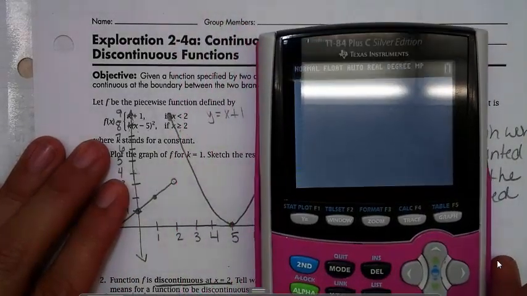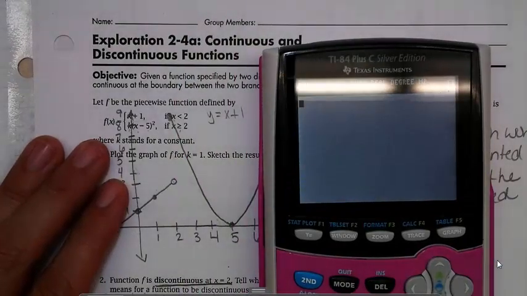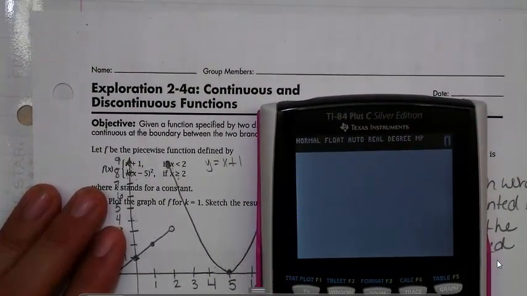All right, let's see, we got bright lights everywhere. What can I do here? How about that? That looks better.